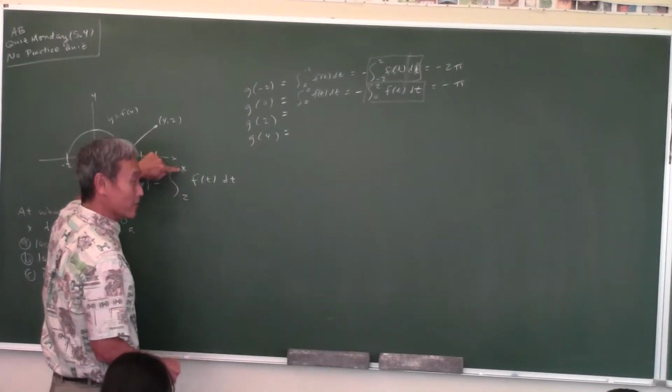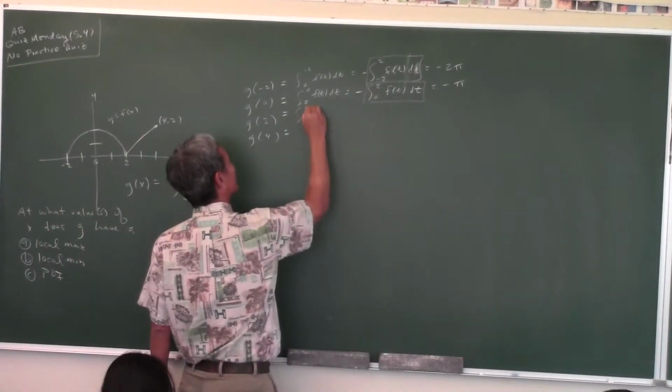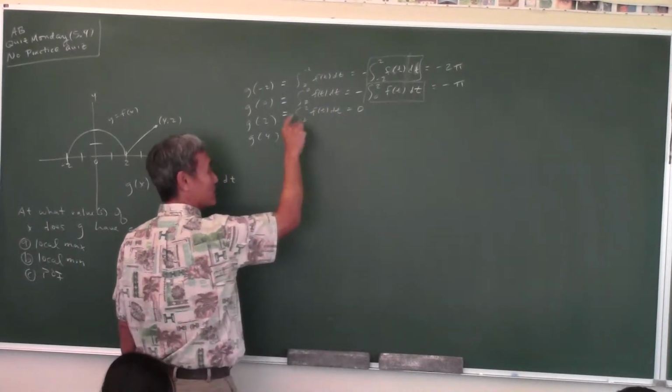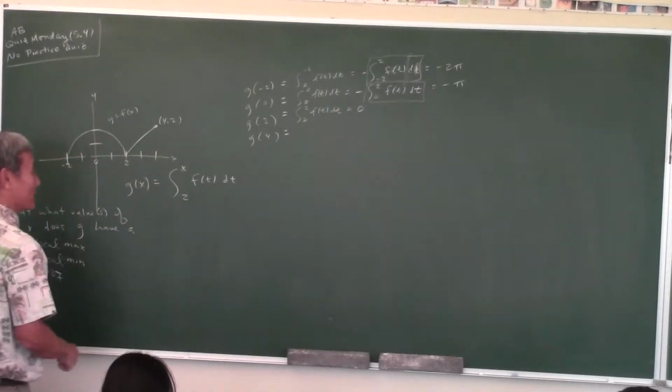Okay, now, G of 2, this is the easiest one. What happens when I plug in 2 for x right there? You get the integral from 2 to 2 of f of t dt, and what is that equal to? 0, right? Because any number to itself, that's one of the properties of integrals.